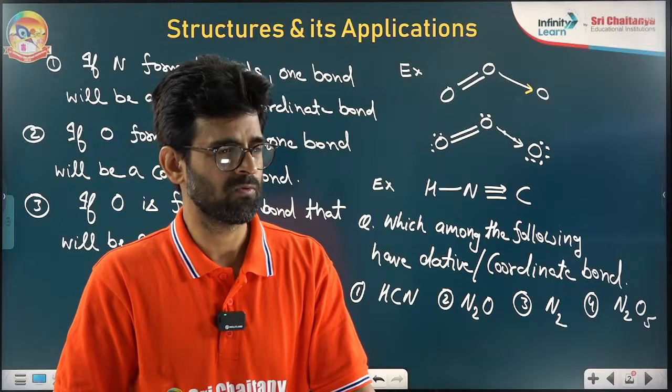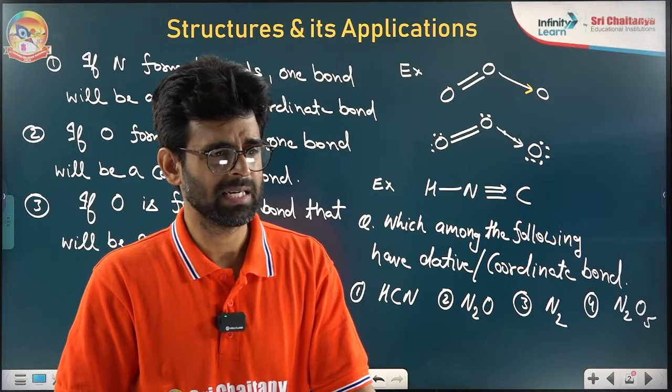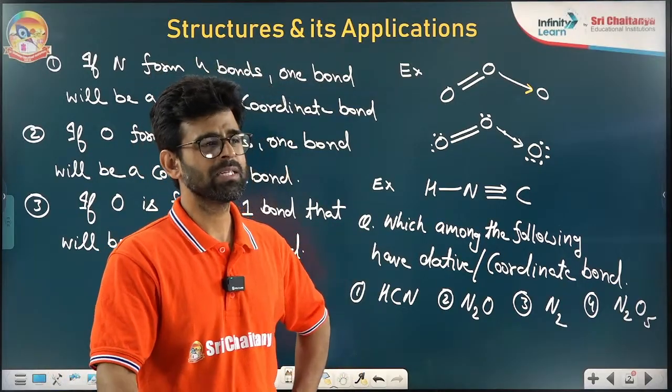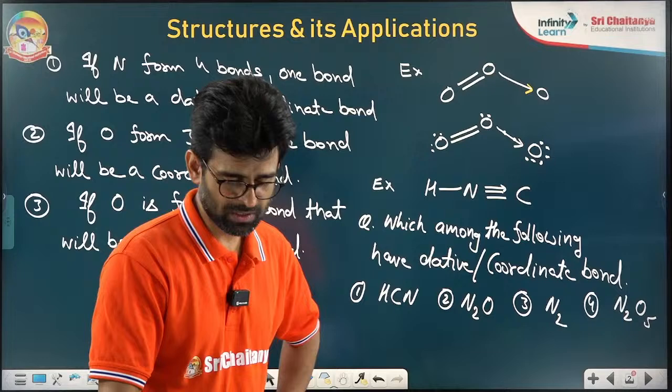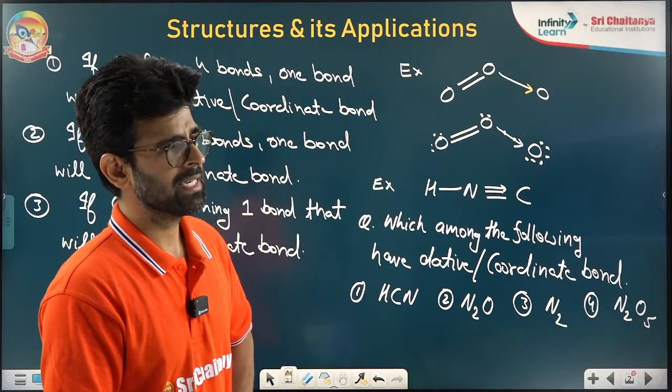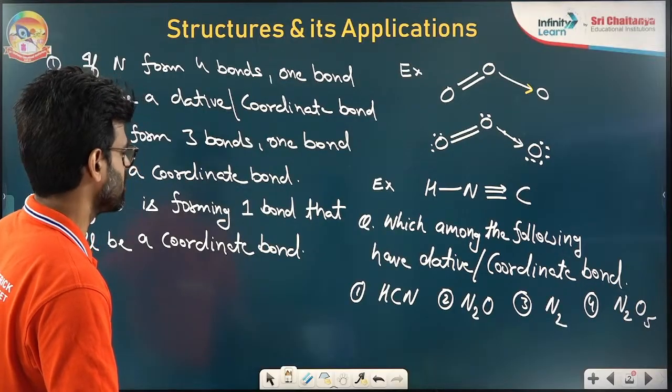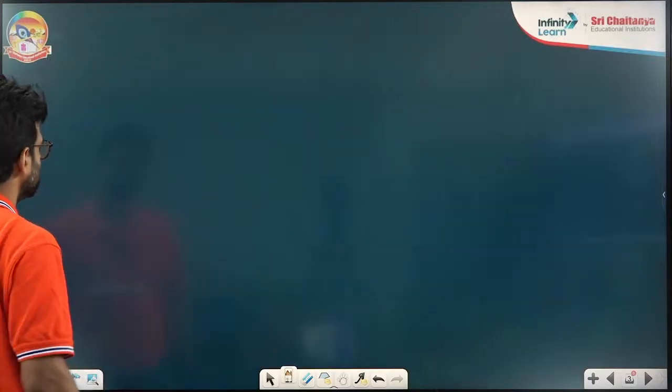Yes, beta, check carefully. Okay, let me give you the structures, then you can try. We have HCN, N2O, N2 and N2O5. Let us see, I'm giving you the structures.